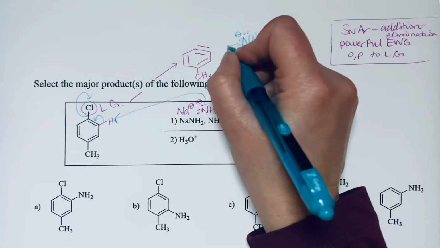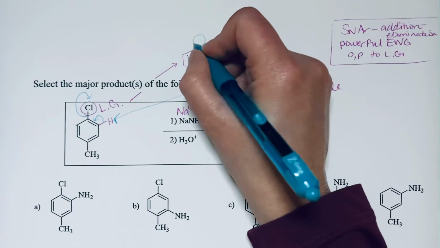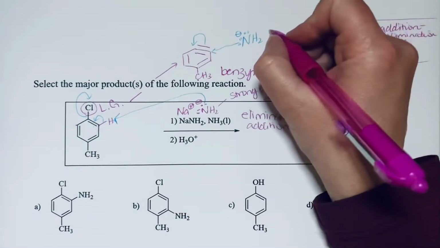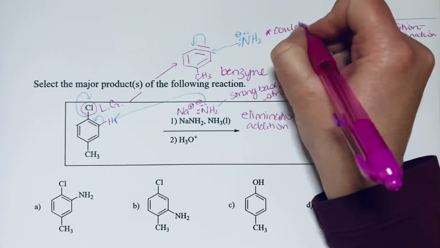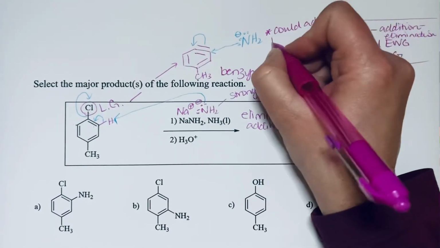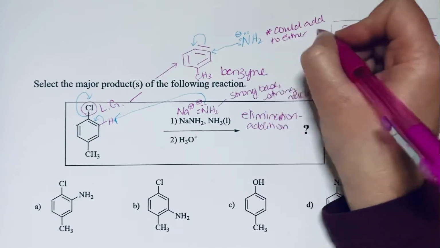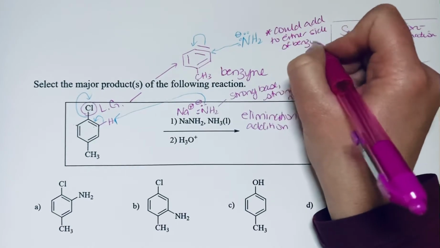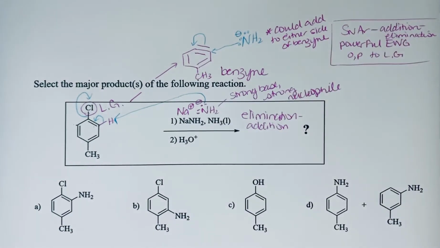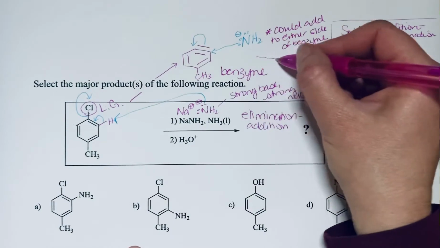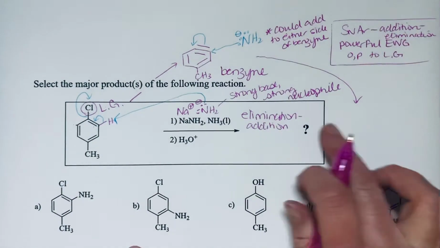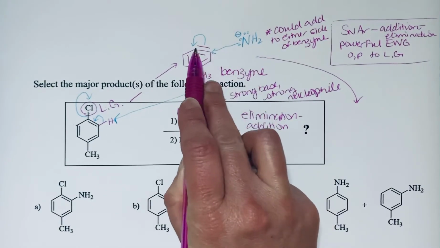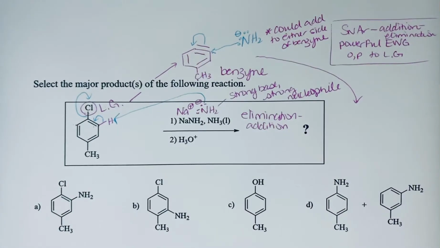So we'll just show it adding to one side in terms of our arrows, but I'm going to acknowledge that it could add to either side of the benzyne. And so what that means is it's going to give us a mixture of products. So I'm going to draw an arrow down to here so I have some space to draw the two addition products, either adding the NH2 here or adding it to the other side of that alkyne.